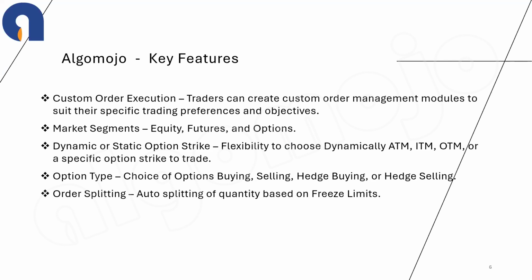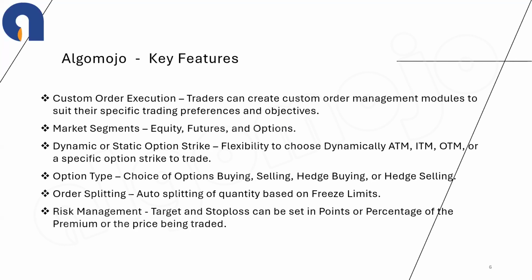Then, if you are passing a huge quantity of orders, which would be beyond the freeze limit set for the indices, our system will take care of placing multiple orders. You need not worry about splitting those orders. We do the order splitting and place multiple orders based on the quantity that you set to trade in the Algomojo platform itself.